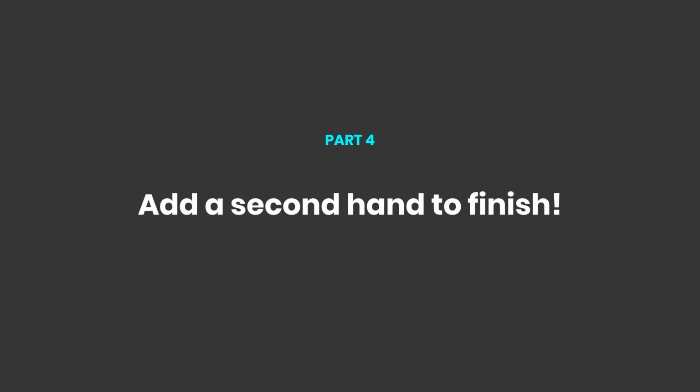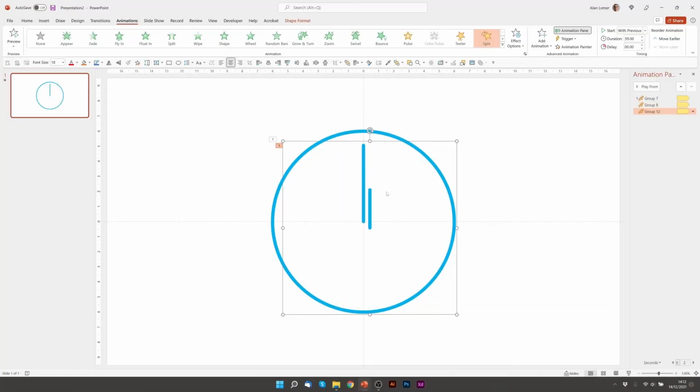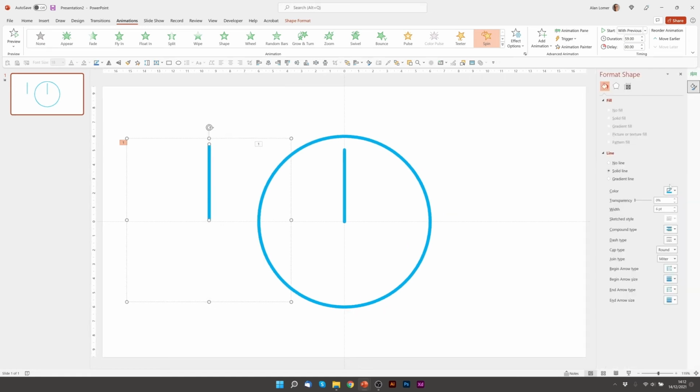So let's get in a second hand and then we're done. Control D again to duplicate. Just drag it out of the way, just so we can see what we're working with again. And on this one, I'm going to make it about that tall, and I'm just going to change it to make it a bit slimmer.